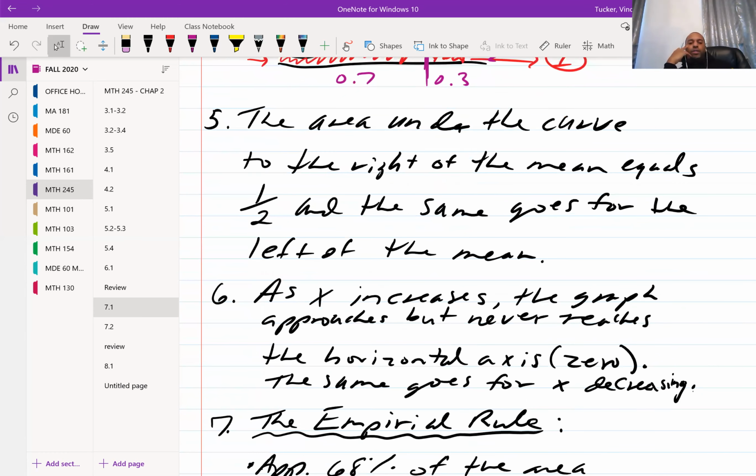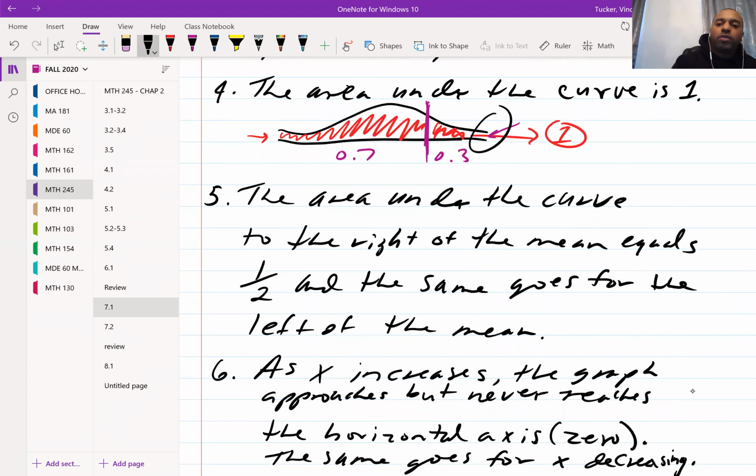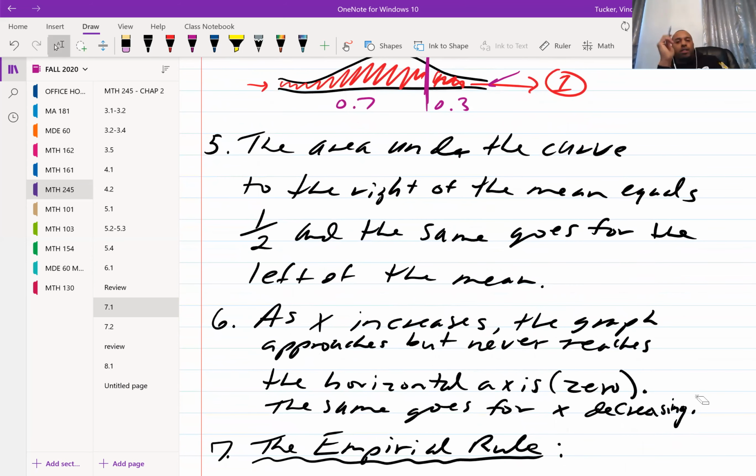Six, as x increases, the graph approaches but never reaches the horizontal axis, which is 0. And then the same goes for x decreasing. So if you look back at the graph and how I drew it, it shows right here. I don't ever let the curve actually touch the bottom. That's what that represents. So as x increases, or in other words, goes to the right, it approaches the horizontal axis but never touches it. And once again, the same thing goes for when it goes to the left, when x is decreasing.